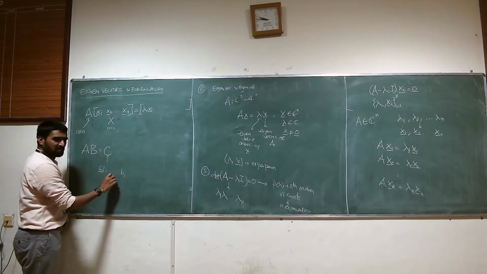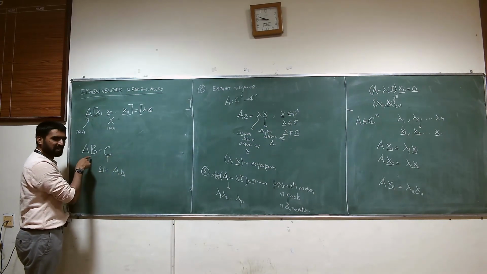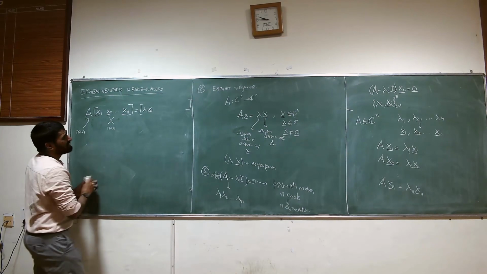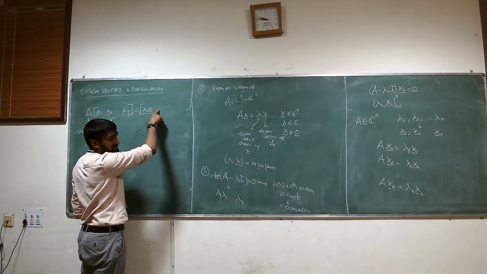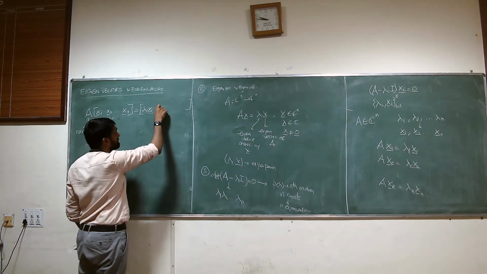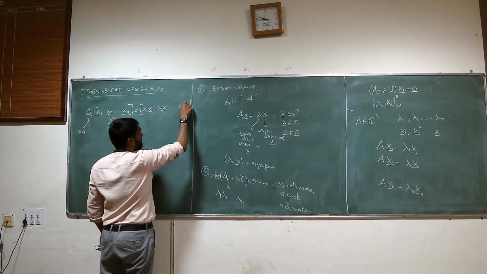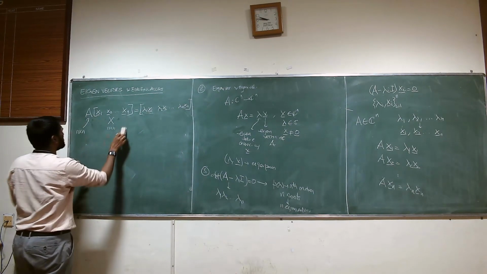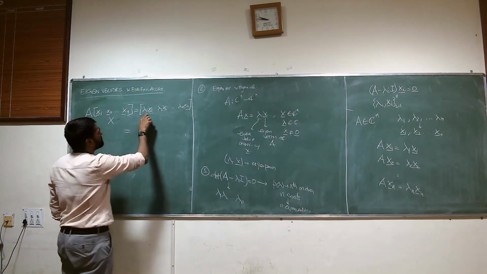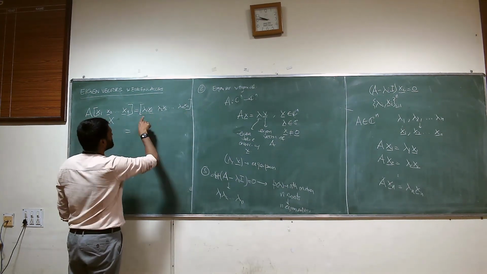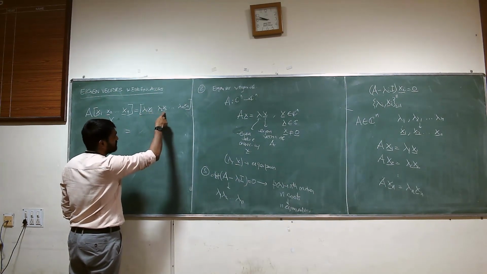The ith column of C only depends on the ith column of B and your matrix A. That means the first column is simply A times x1. The second column is A times x2, but A times x1 is lambda 1 x1, and so on up to lambda n xn. Here we have a matrix whose first column is some scalar times x1, second column is some scalar times x2.